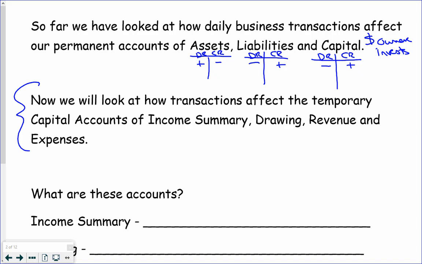Okay? So, what we're going to do now is we're going to do T accounts with our temporary accounts. So, why are they called temporary? Permanent accounts are your assets, liabilities, and capital. Those accounts are always there. Even when they have a zero balance, you will always have assets, you will always have liabilities, and you will always have owner investment.